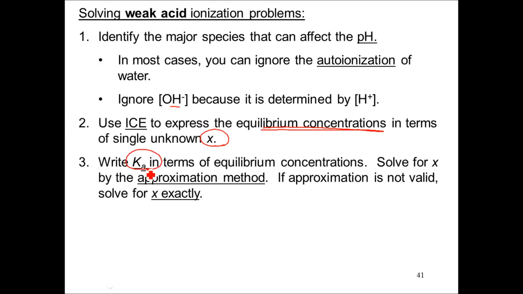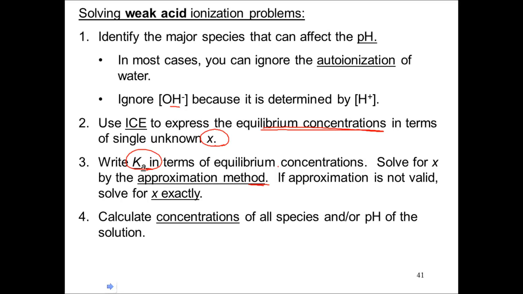Write Ka in terms of an equilibrium concentration. Solve for X by the approximation method. If the approximation is not valid, solve for X exactly. Calculate the concentration of all species and/or pH of the solution.